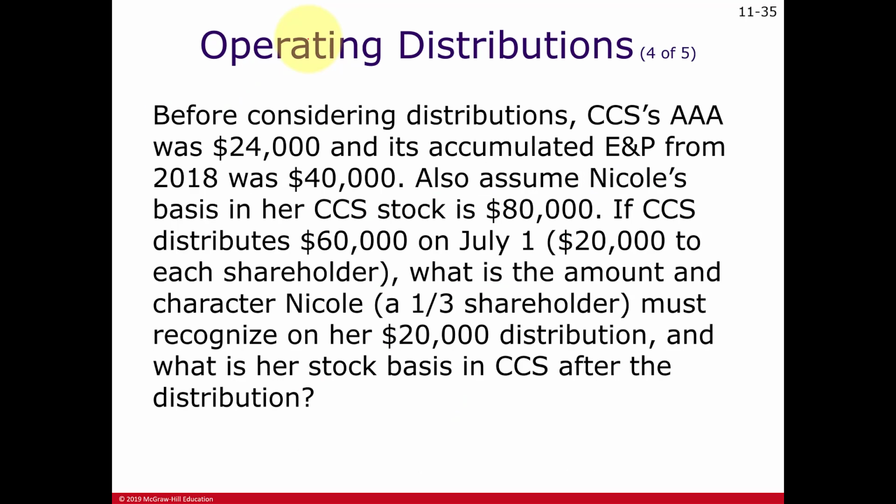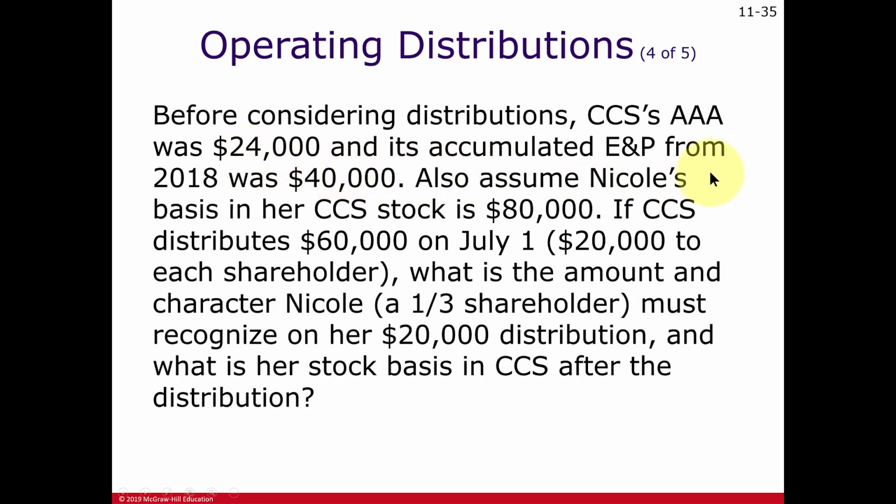Okay, so let's look at this example here. It's not the best comprehensive example, but it covers a couple of the topics we just covered in the past slide. Before considering distributions, the corporation's AAA account was $24,000. Keep in mind that the AAA account is not really allocated to individual shareholders. This is for all of the shareholders. So again, if you own half of the stock of the corporation, half of this AAA is for you. This is unlike keeping track of cost basis for a partnership, or at least the share of the profits for a partnership.